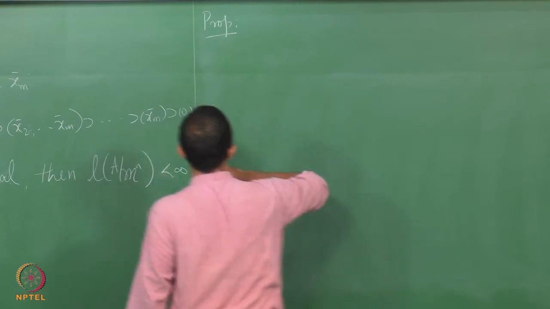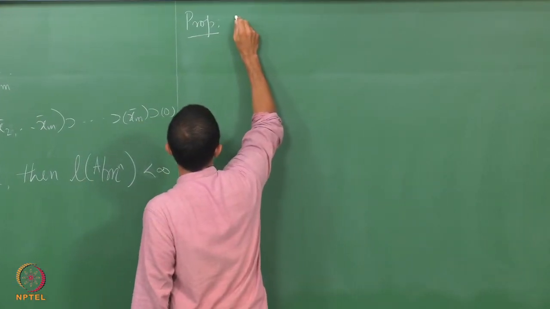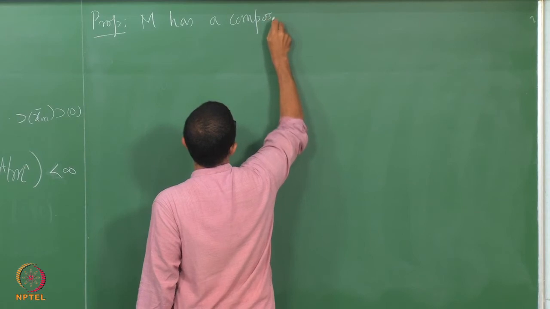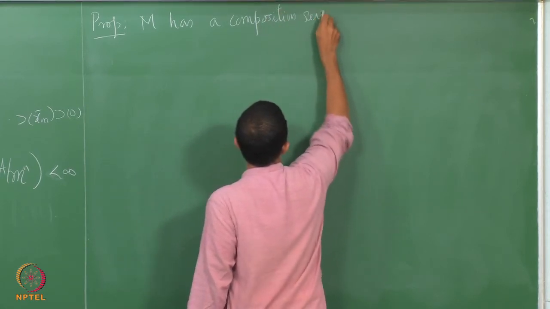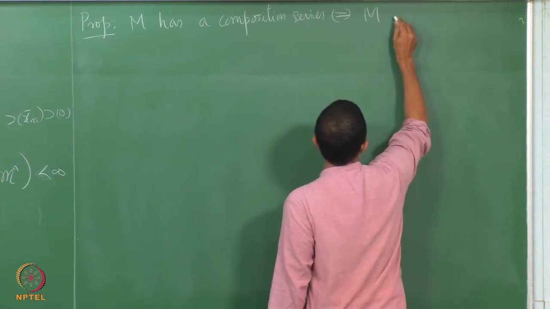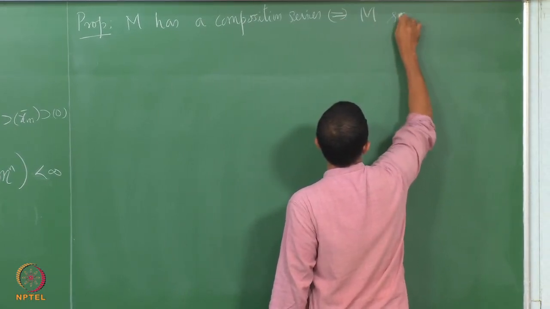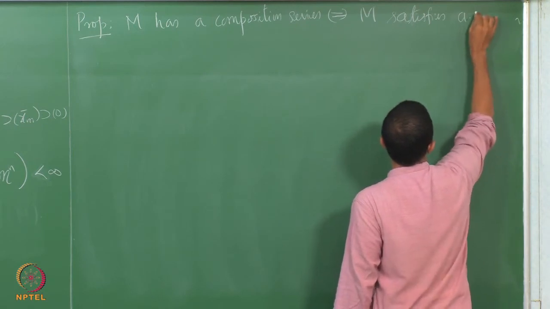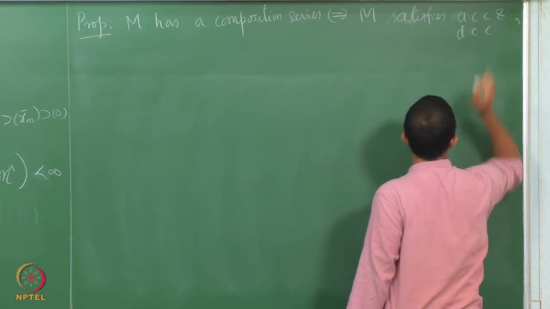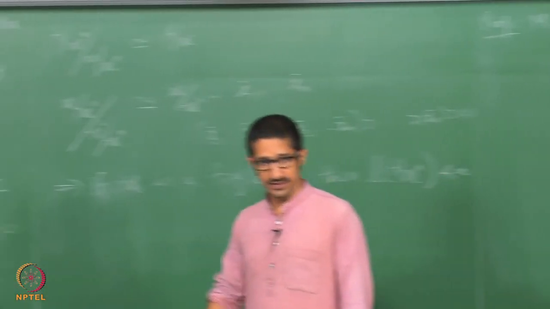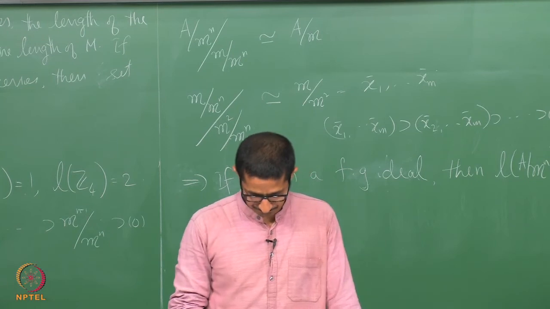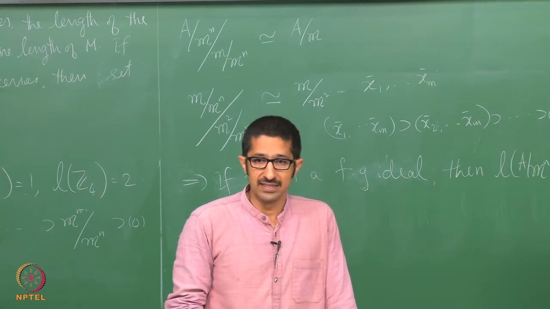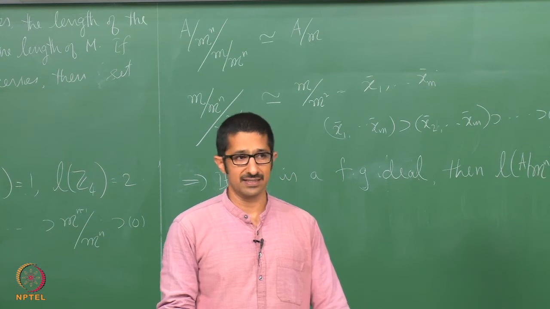So, this is another important property of modules with composition series. M has a composition series if and only if M satisfies ACC, ascending chain condition, and DCC, descending chain condition, both. If M has a composition series, then it should satisfy the ascending chain condition and the descending chain condition.